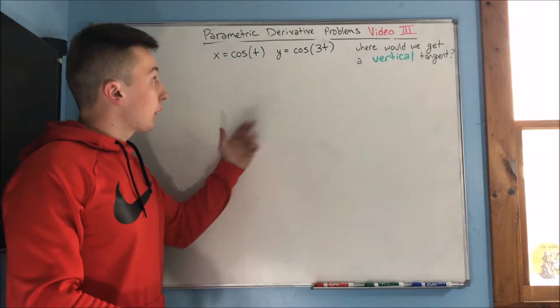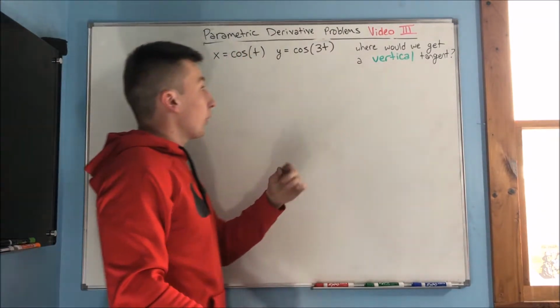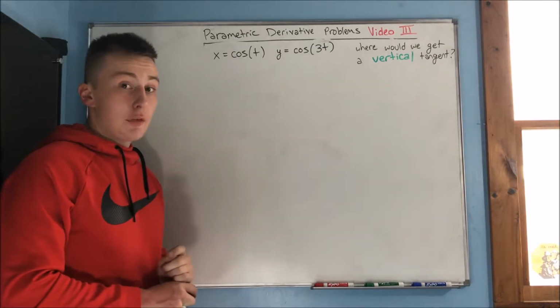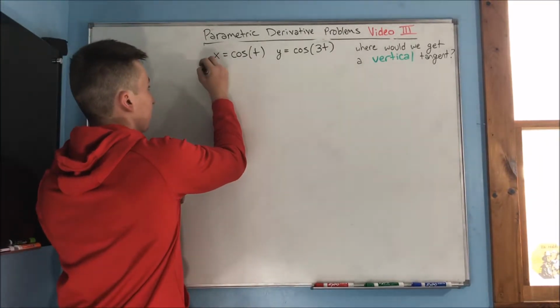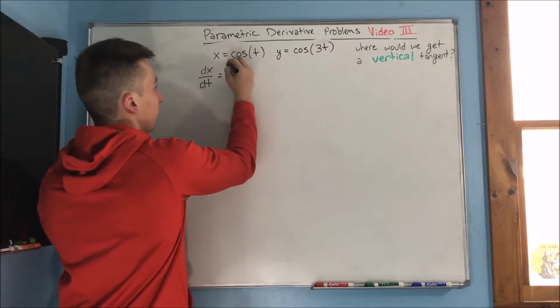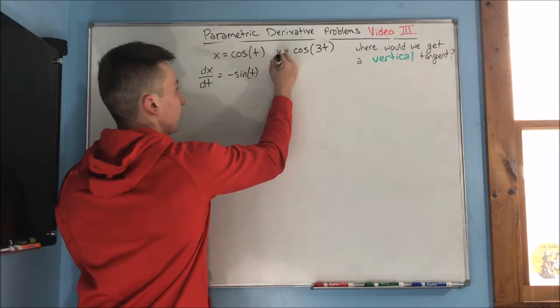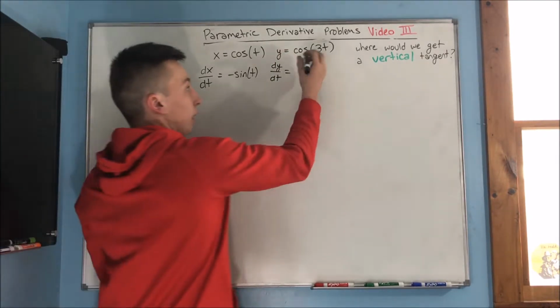Alright, so we have our next problem up on the board here. We want to find a vertical tangent this time, and we have the graphs x equals cosine t and y equals cosine of 3t. So we've got to do the same thing. We take our derivative with respect to time of x, getting negative sine of t. And then we're going to find dy dt, which is just going to be 3.